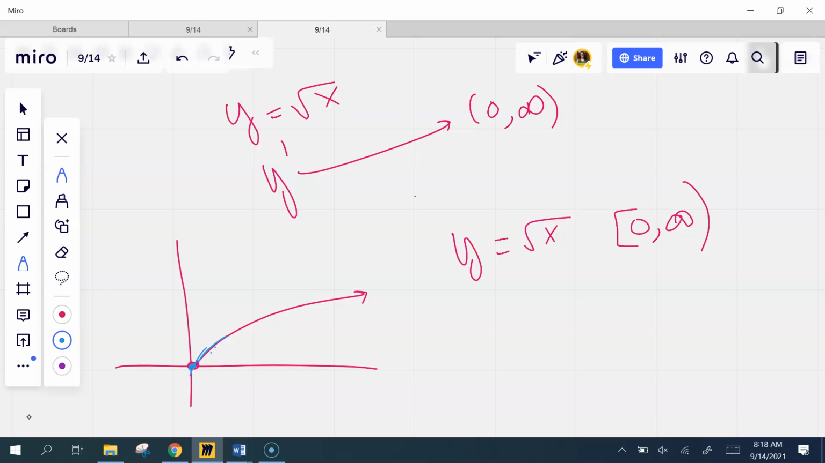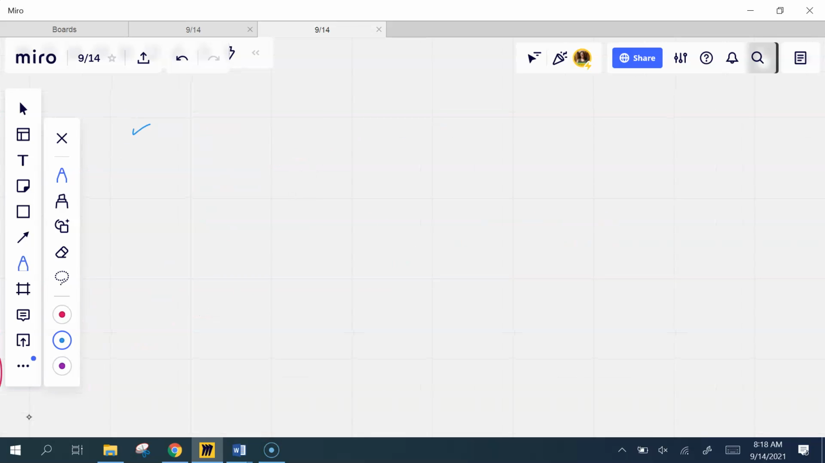42. f of x equals x squared when x is less than or equal to 1.